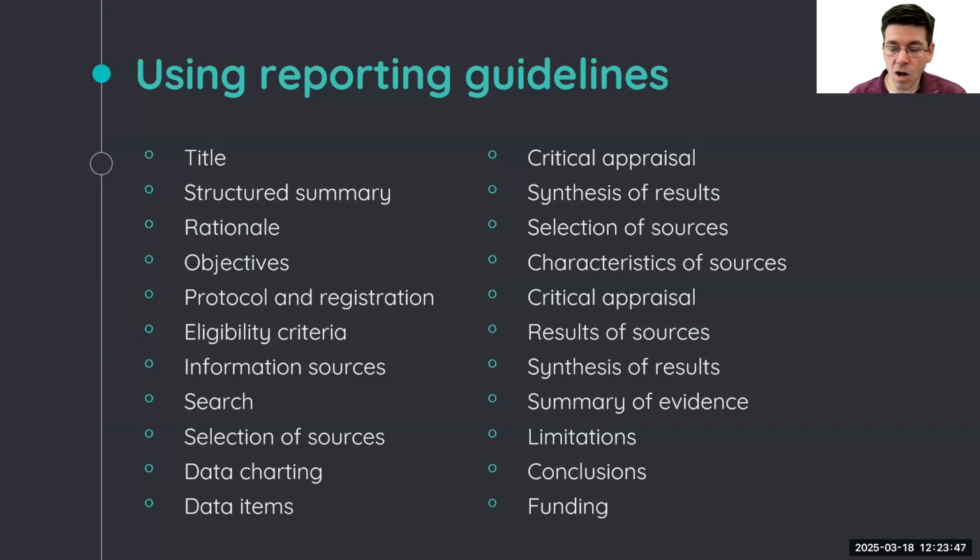And then on the second column here, if you did any critical appraisal, is there a synthesis of those results? And you're going to see critical appraisal and results of sources and synthesis of results appear twice on that right-hand column. That's not an error. There are different sections and nuances to those syntheses, which are explained in the checklist. So some of them relate to the results and then some of the interpretation of those results. And lastly, any limitations or conclusions, as well as sources of funding for your review.